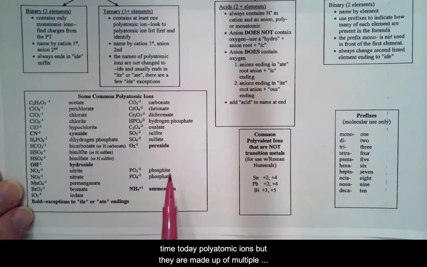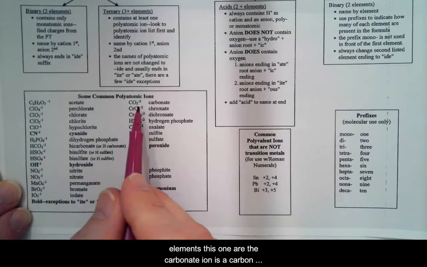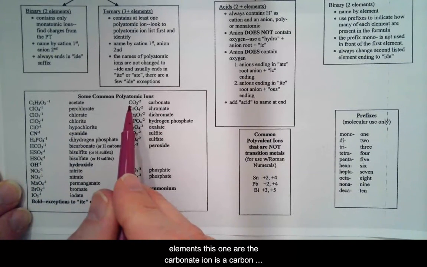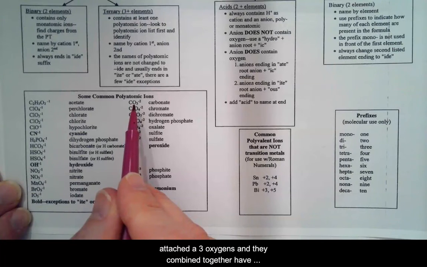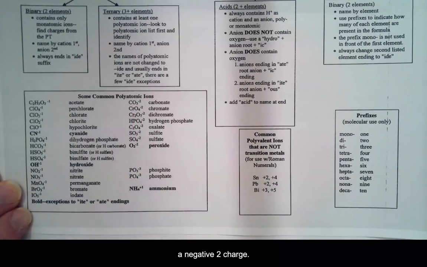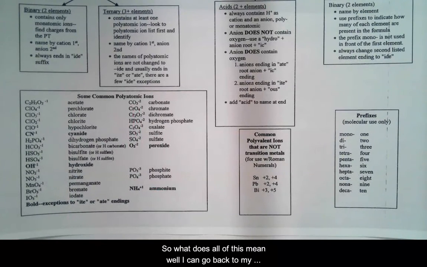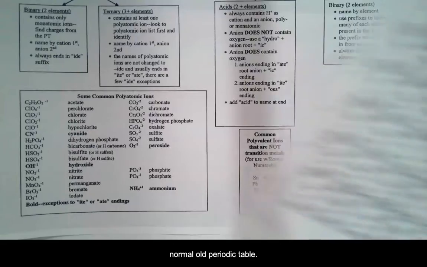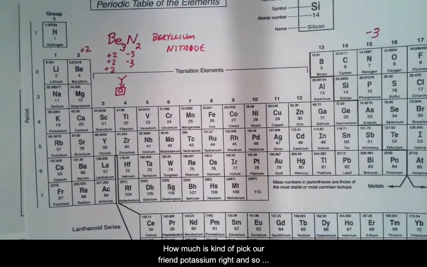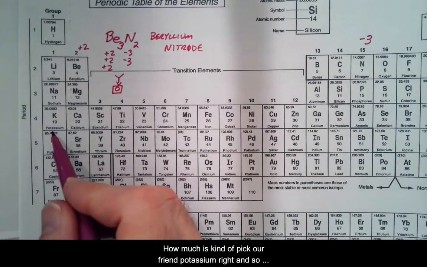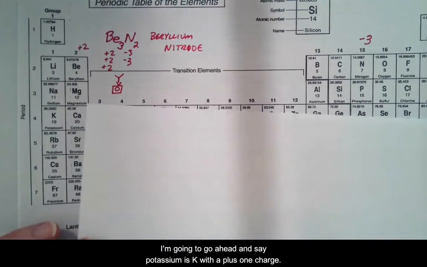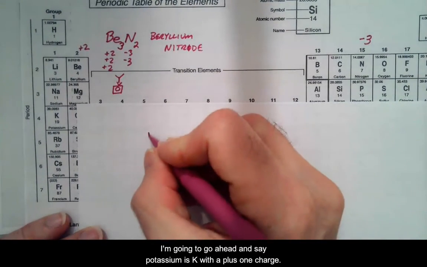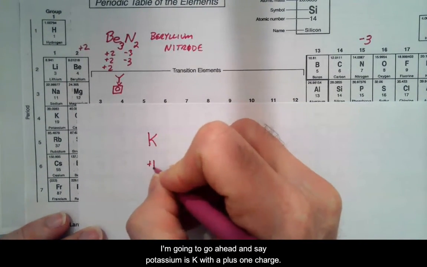Polyatomic ions, guys. These are ions, okay? But they are made up of multiple elements. This one, the carbonate ion, is a carbon attached to 3 oxygens, and combined together they have a -2 charge. So what does all of this mean? Well, I can go back to my normal old periodic table, and let's just pick our friend potassium, all right? And so I'm going to say potassium is K with a +1 charge.